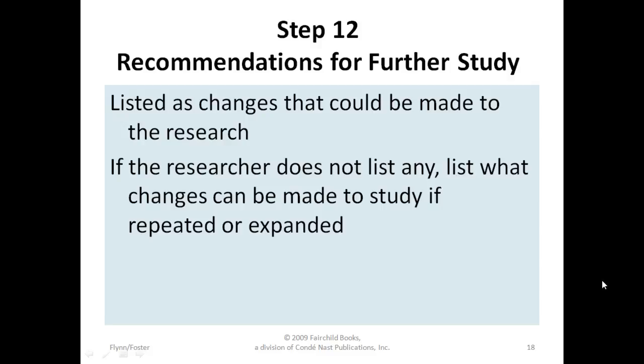Then looking at step 12, that's your recommendations for further study. These are recommendations you would give if the study was to be repeated, listing all the changes that could be made to your research study to make it better. If your researcher does not list any in the study on the FRAF, then you can just come up with a few and mark them with an asterisk to let me know that you came up with them. But we'll go look at our study. They list one recommendation and we'll look at that.